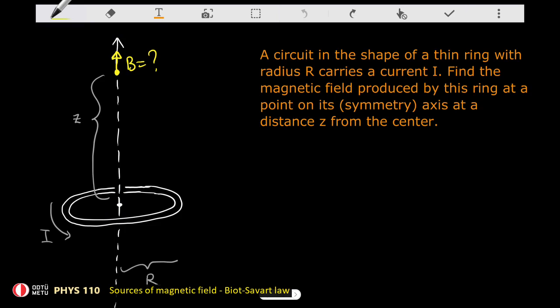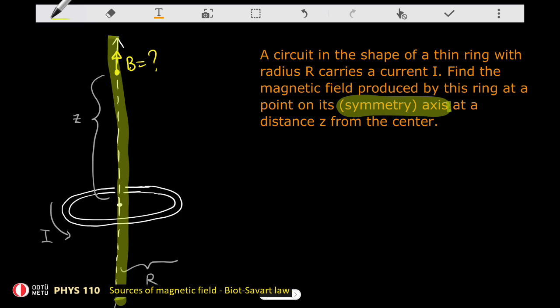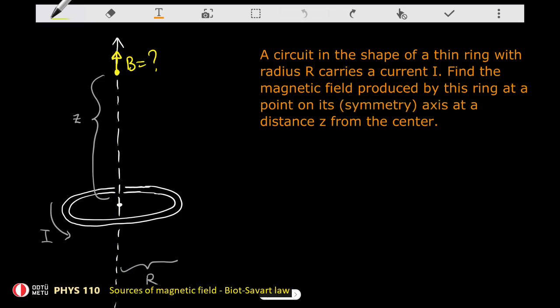So let me just note a few things in here. When I say axis in here, I'm talking about this axis in here, right? This line in here is also the symmetry axis of that shape, meaning that if I rotate my circuit around this axis by any angle I want, the circuit remains the same. So that's therefore a symmetry operation. And the reason why we are able to solve this problem has something to do with the symmetry.